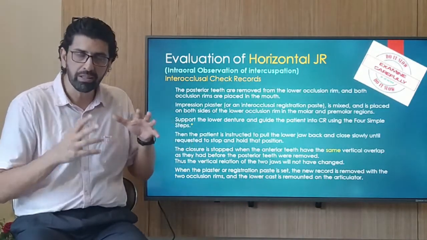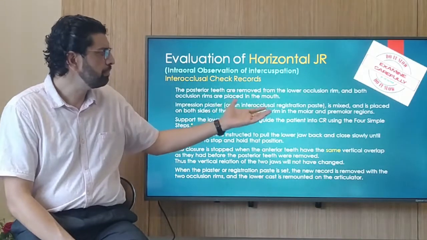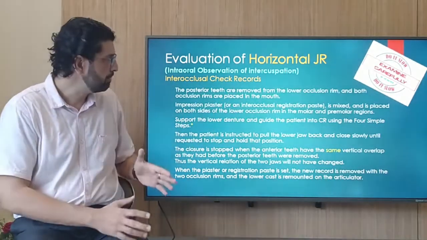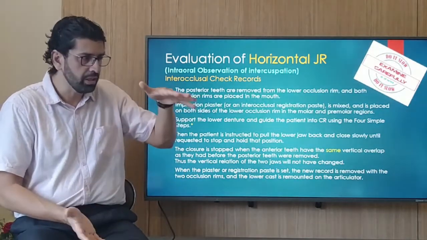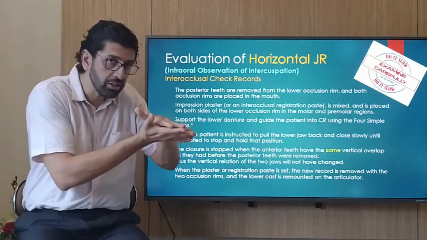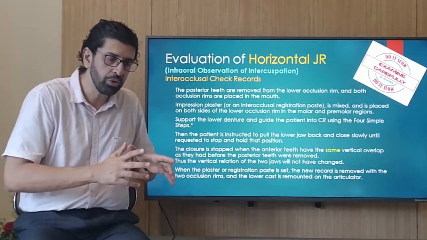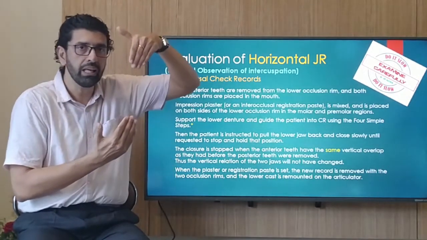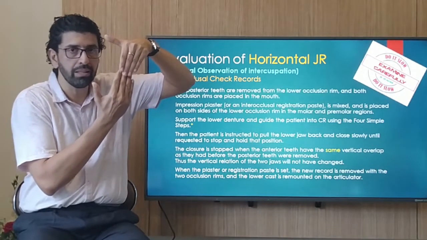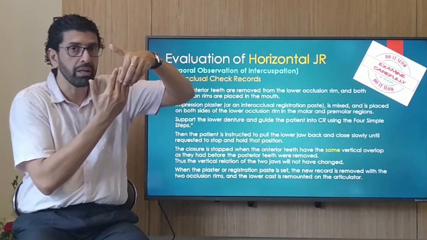Both the occlusal rims are placed in the mouth, and impression plaster or any inter-occlusal bite registration paste is mixed and placed on both sides of the lower occlusal rim in the molar and premolar region, and the patient is asked to close slowly. Now, this is where you can close too much or you can close too little, which is why you need to retrude into centric and ask him to close slowly till his mandibular teeth go under the maxillary teeth till that line that you drew for overbite.